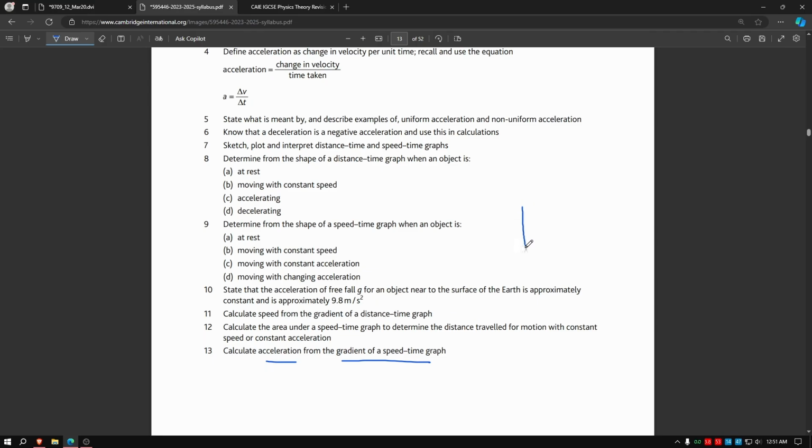So if you have a distance time graph, and let's just say this is the curve you have, right? What will the gradient be? You take this point, you take this point, calculate the gradient. It will give you what? It will give you the speed.